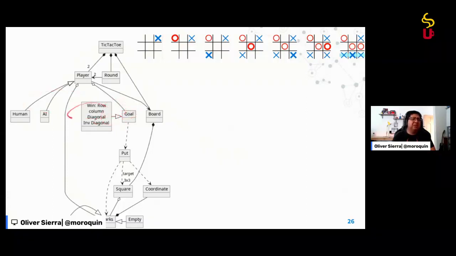Between the goals, we said that he wants to win, and there are different kinds of wins a player can achieve, and the goals also put a mark on a square on their board. Okay, so these relationships describe the whole problem that we are solving right now.